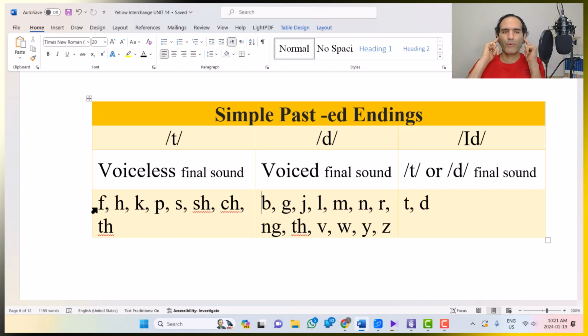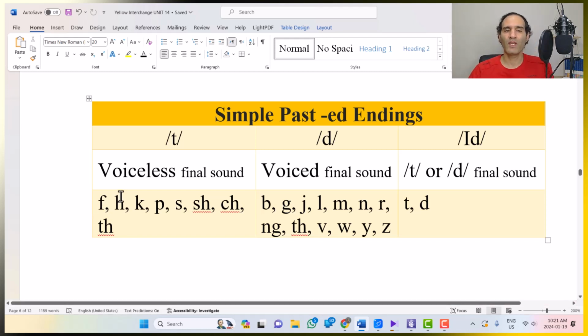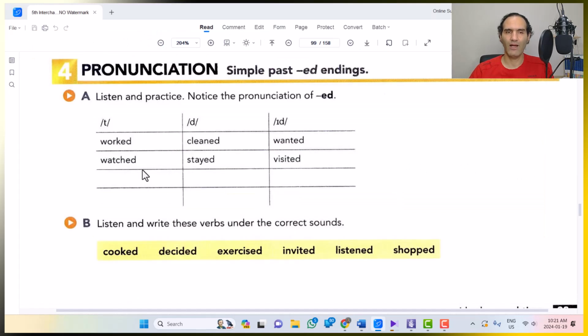K, f, s, sh, ch, f, no voice. So we call them voiceless sounds, and if any of them is the end of your verb, then that ed is pronounced t. How? Work. Worked. It's easier to say worked. I worked.